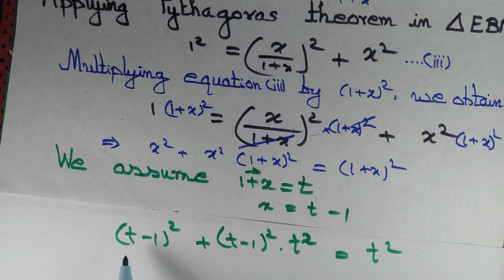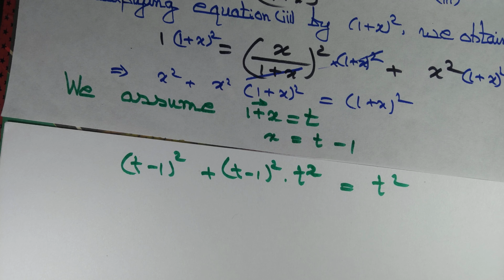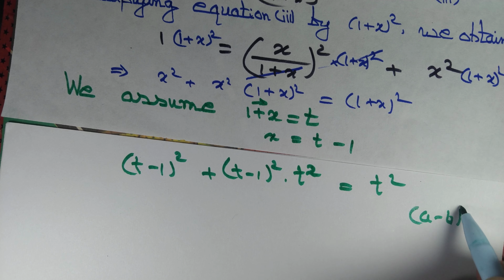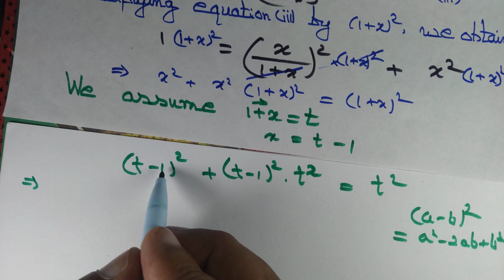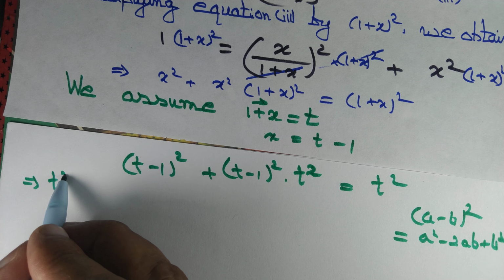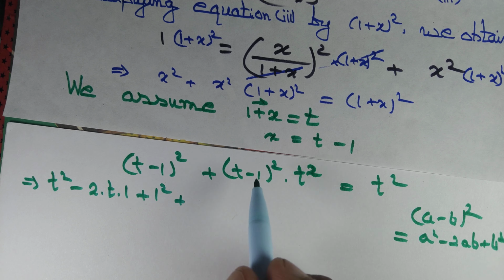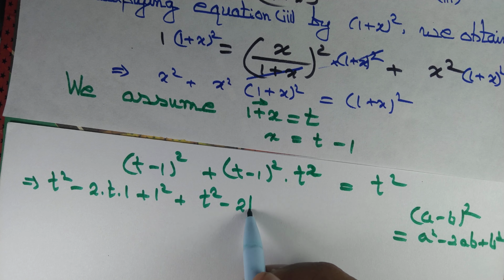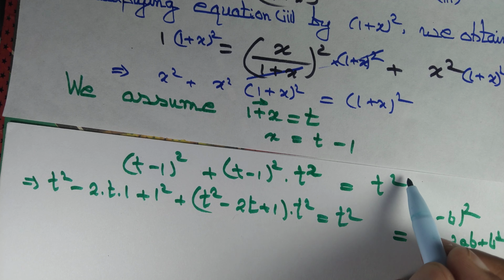Okay. Now we have t minus 1 whole thing square. We know the formula: a minus b whole thing square equals a square minus 2ab plus b square. Let's apply that. So t minus 1 whole thing square is simply t square minus 2 into t into 1 plus 1 square. Same thing here: t minus 1 whole thing square is t square minus 2t plus 1, into t square, which we copy as it is, equal to t square, which we copy as it is.